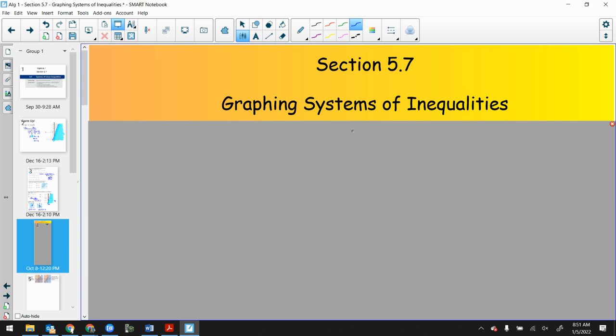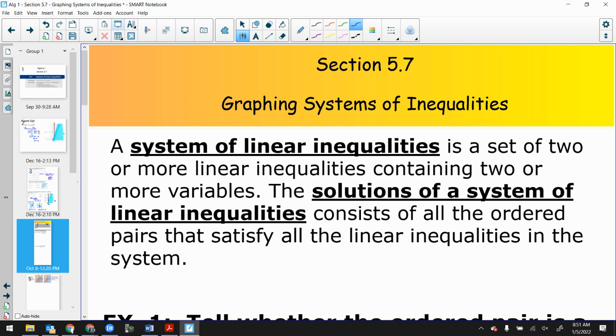So we talked about inequalities, we talked about systems, so today we're going to talk about systems of inequalities. Now, first off, what is a system? Well, a system is just multiple inequalities, or multiple things going on at the same time, right? So a system of linear inequalities is a set of two or more inequalities happening at once.